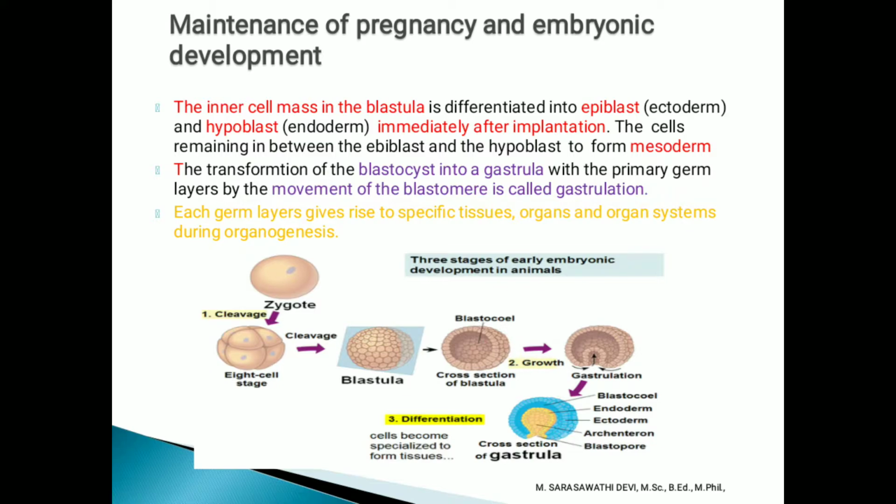The transformation of the blastocyst into a blastula with primary germ layers by the movement of blastomeres is called gastrulation. Each germ layer gives rise to specific tissues, organs and organ systems during organogenesis. The given picture shows a zygote undergoing cleavage and forming the blastula. The blastula transforms through gastrulation. That is a gastrula.